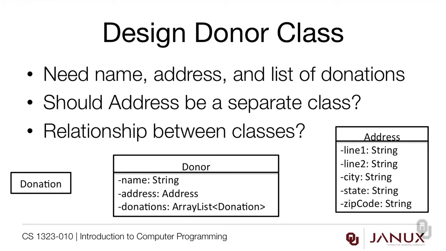This is what the relationship looks like. Because we have an array list of donations, the donor class aggregates donations. And because we're using an address field, just a single field, address is aggregated by donor. So notice the donor class is kept quite simple this way. The donor class is kept smaller, but we have more classes. That's usually a good design decision.